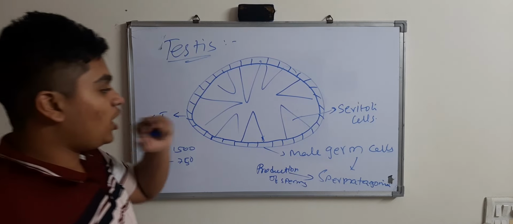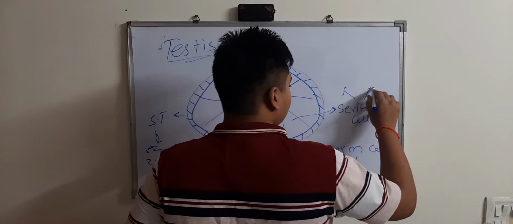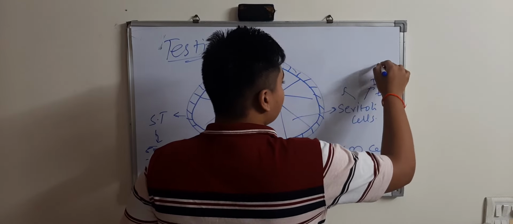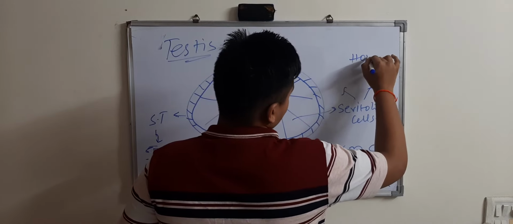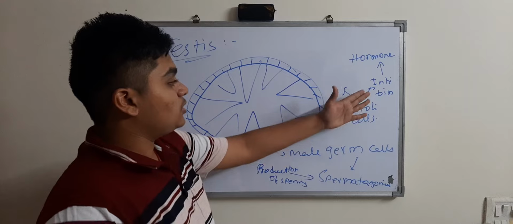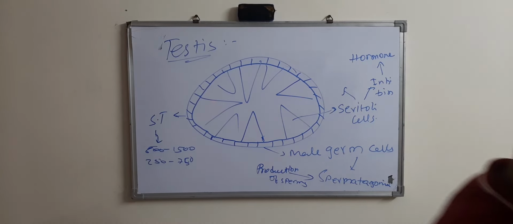And what do these Sertoli cells do? These Sertoli cells generally have two functions. One function is the production of inhibin. It is a hormone, inhibin, and this inhibin inhibits the function of.